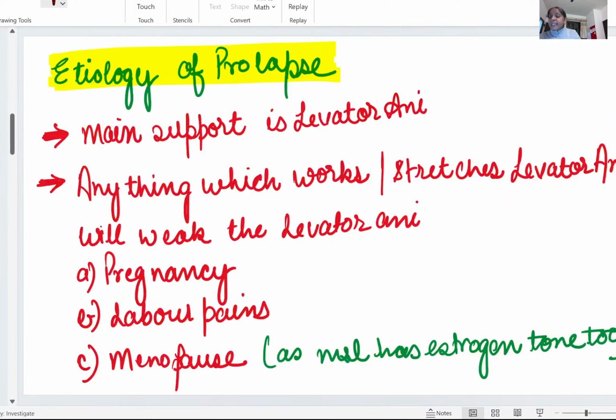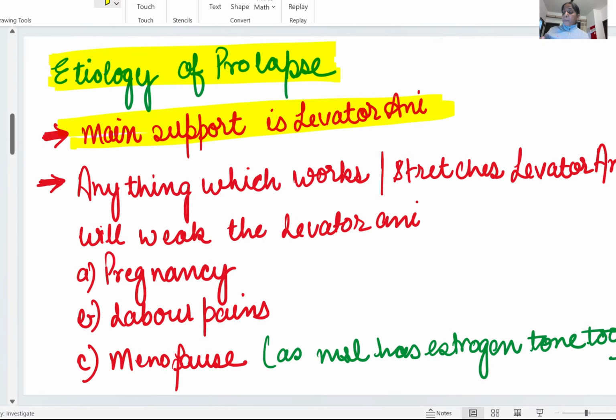Now let us discuss the etiology of prolapse. What is the main support of the prolapse? Levator ani. So the etiology will always go near the levator ani. Anything which weakens the levator ani will make the patient prone to prolapse.